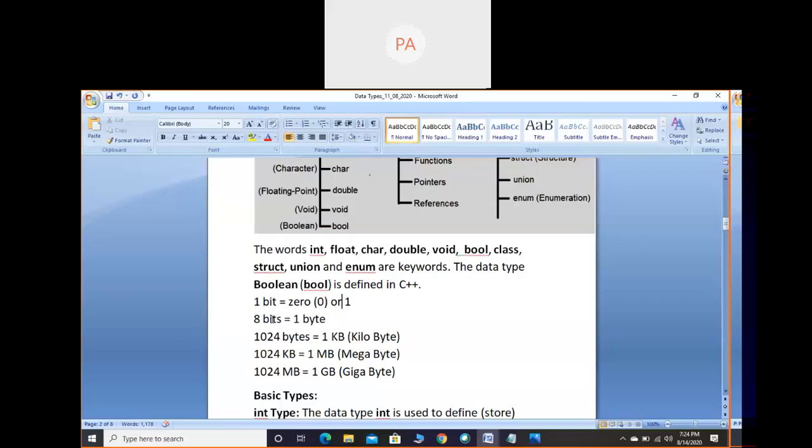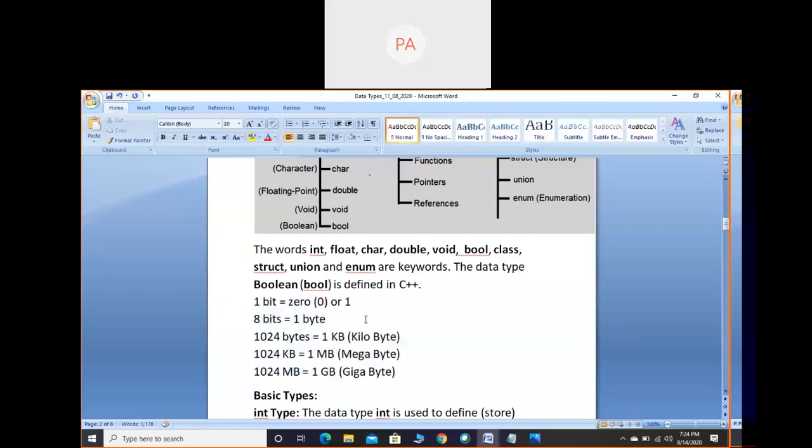However you write them, 8 bits equals 1 byte. 1024 bytes equals 1 kilobyte, 1 KB. 1024 kilobytes equals 1 MB, 1024 MB equals 1 GB. Now TB is also there. Till here I have written, that's all. So this is the memory representation.